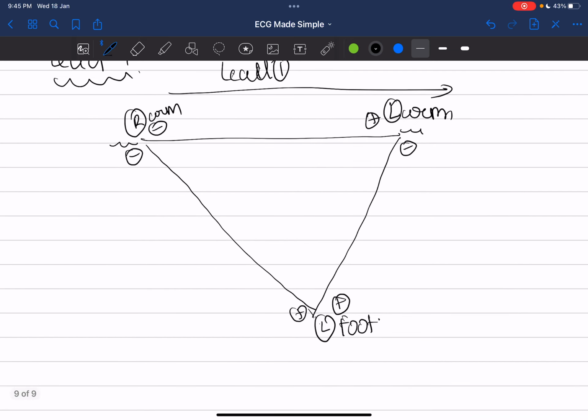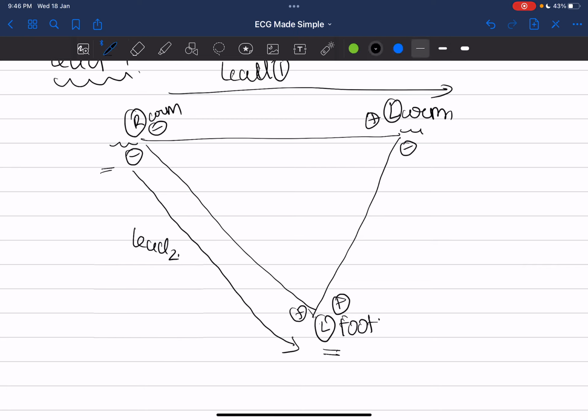The second thing you have to know is what is lead 2. Lead 2 is between the left foot and right arm. The right arm acts as the negative electrode and the left foot acts as a positive electrode. So the direction is inferior and towards the left. So this forms lead 2. The direction of the vector is from the right arm, it goes inferiorly and towards the left foot.